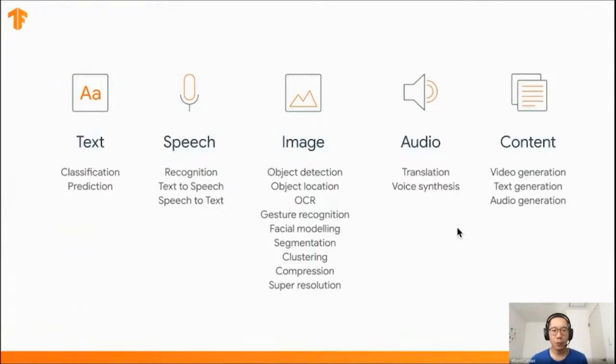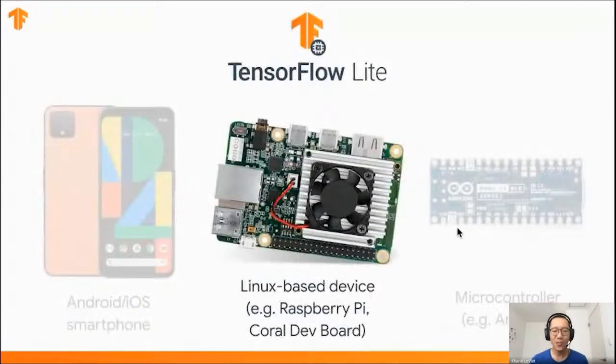We saw that many developers are using TensorFlow Lite for use cases around image, text, and speech. But we're also seeing a lot of new and emerging use cases around audio and content generation. And besides mobile, TensorFlow Lite can also run on IoT devices such as the Linux-based IoT board like Raspberry Pi. And let me show you a couple of examples of how it is used in production.